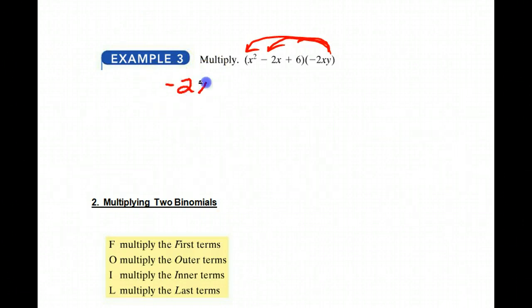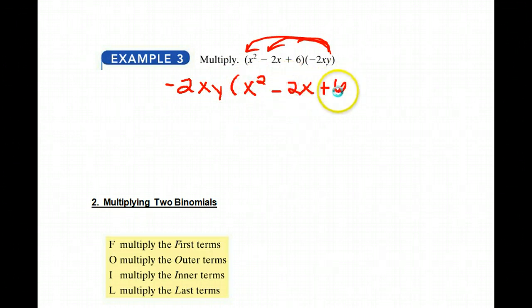I happen to be the type of person that likes to rewrite and put my monomial in the front. I don't know why. I just like it that way. I guess I'm more of a left to right kind of person.